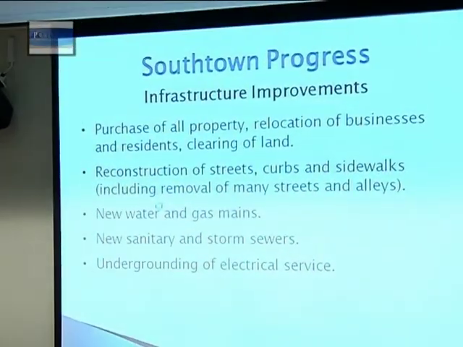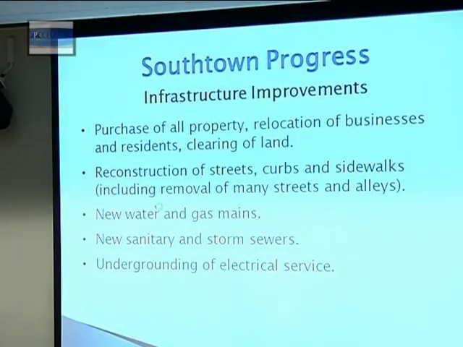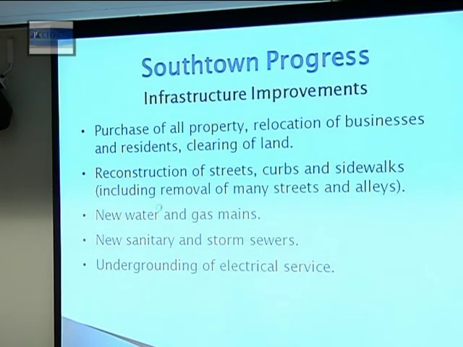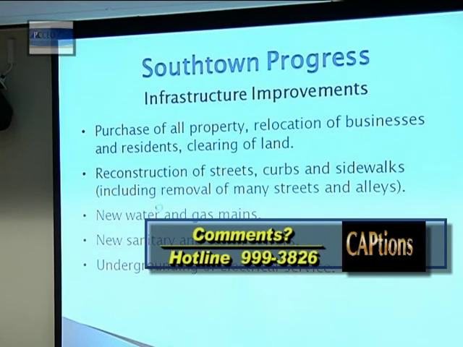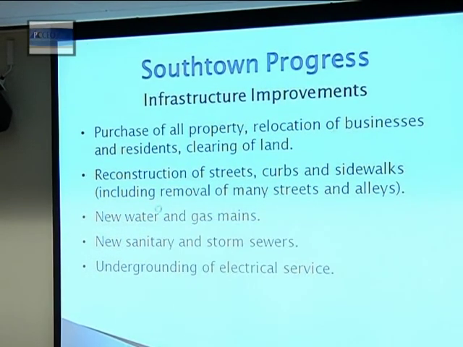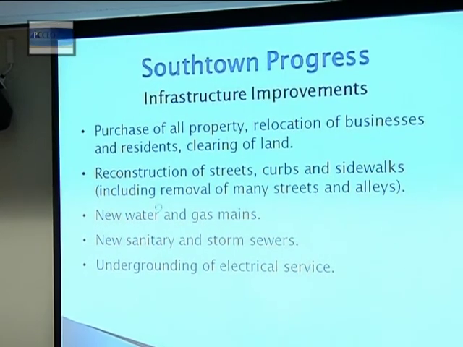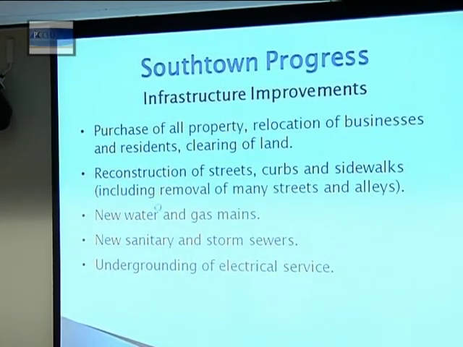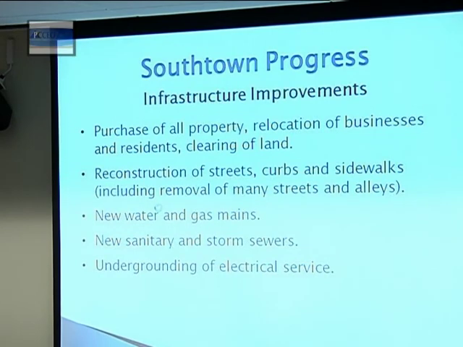All of the property was basically purchased, homes, residents and businesses were relocated, and the property was cleared and assembled for sale to other folks. Many of the streets were reconstructed. A lot of them were removed. The old street grid was removed. There were new water and gas mains. All of the overhead electrical lines were undergrounded. And so that was some of the infrastructure improvements.